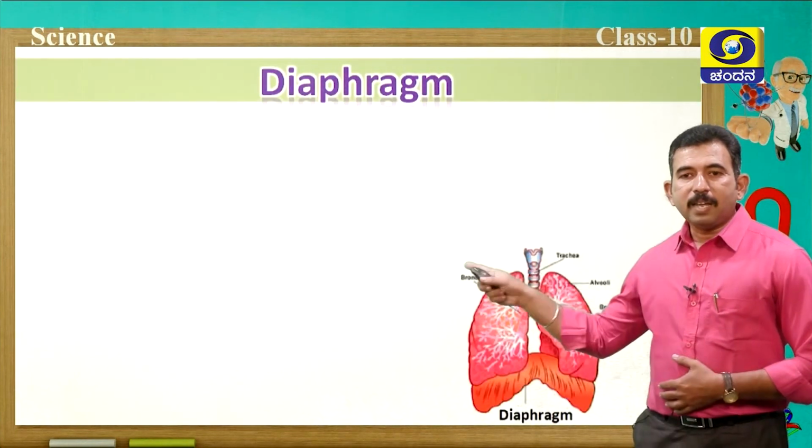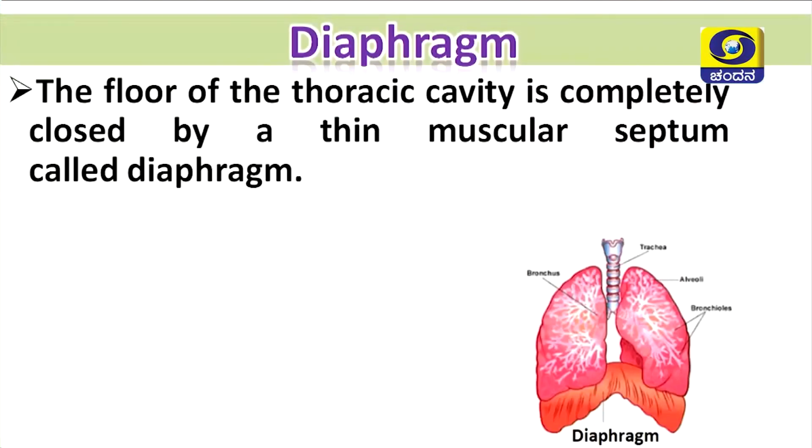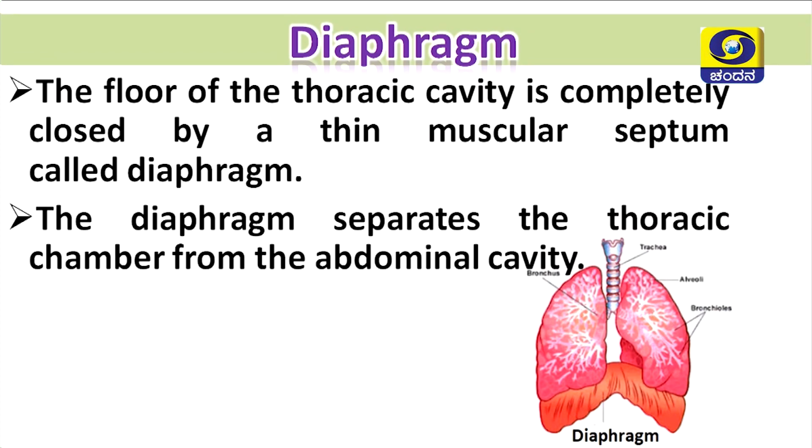Next, let us study one more part of our respiratory system, that is the diaphragm. The floor of the thoracic cavity is completely closed by a thin muscular septum, and that is called the diaphragm. This diaphragm separates the thoracic chamber from the abdominal cavity.